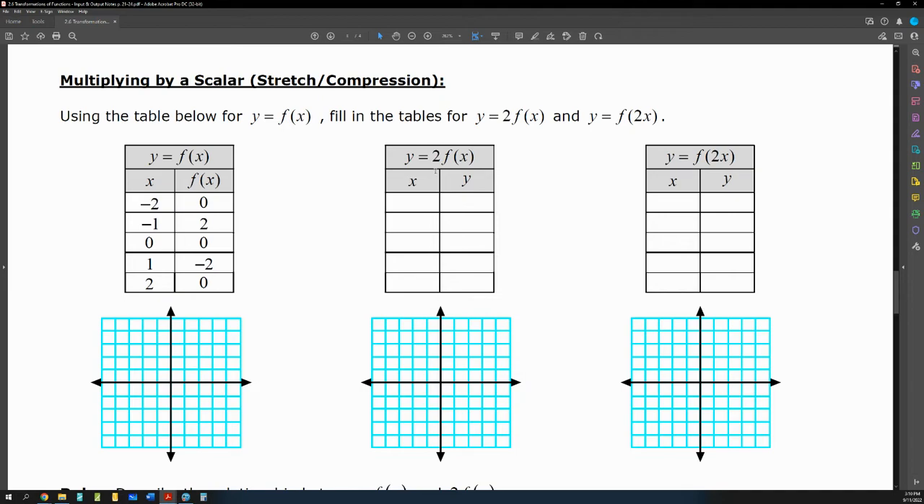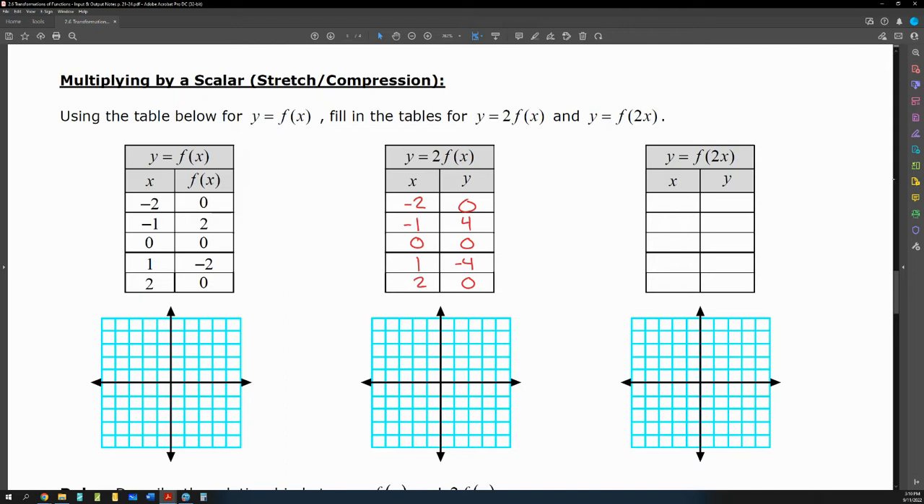For the next table, we have 2f of x. So we're taking all of our function outputs and we're doubling them. So -2, 0 stays -2, 0. -1, 2 becomes -1, 4. We're doubling that function output. 0, 0. We get 1, -4, and then 2, 0.